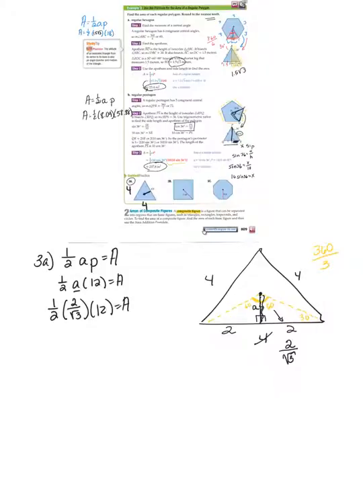Now I'm just going to put this in my calculator. I'm going to have 2 divided by root 3, and I'm going to multiply that by 6 because half of 12 is 6. So I'm just going to do that step in 1. And I'm going to get 6.9, which is my approximate area, and that is in square feet.